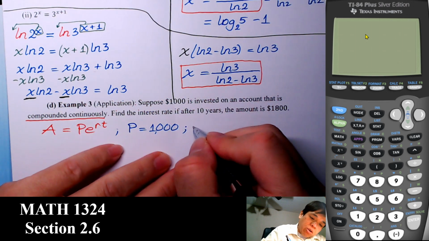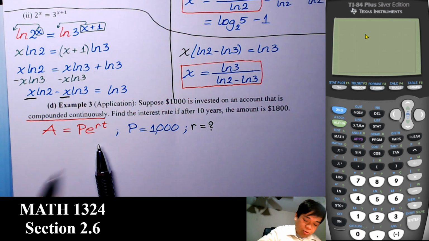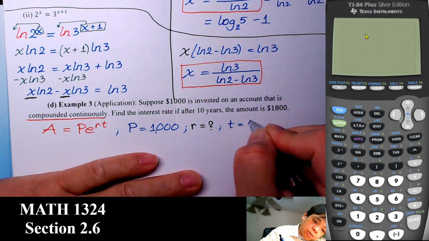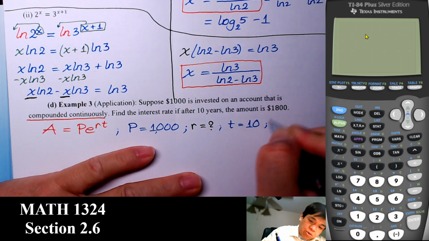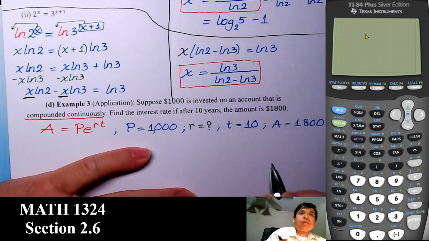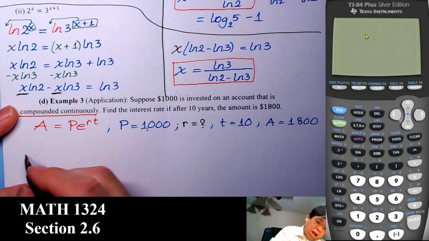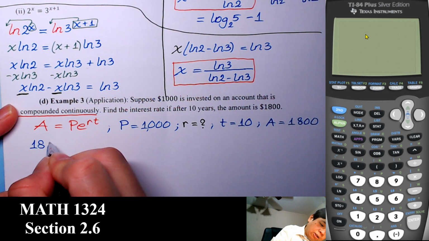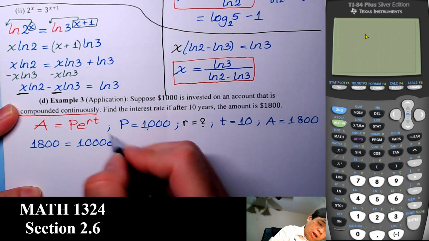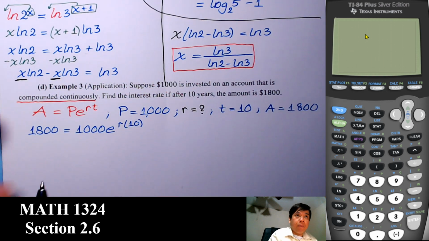The interest rate we don't know. That's perfectly fine if we just have one variable to be solved for. After 10 years, the amount, so the future value A is 1,800. Right, so I have everything but R, which is fair game. Substitute in here. Let's see what happened. 1,800 equal to 1,000. The rate we don't know, but we do know time is 10 years.